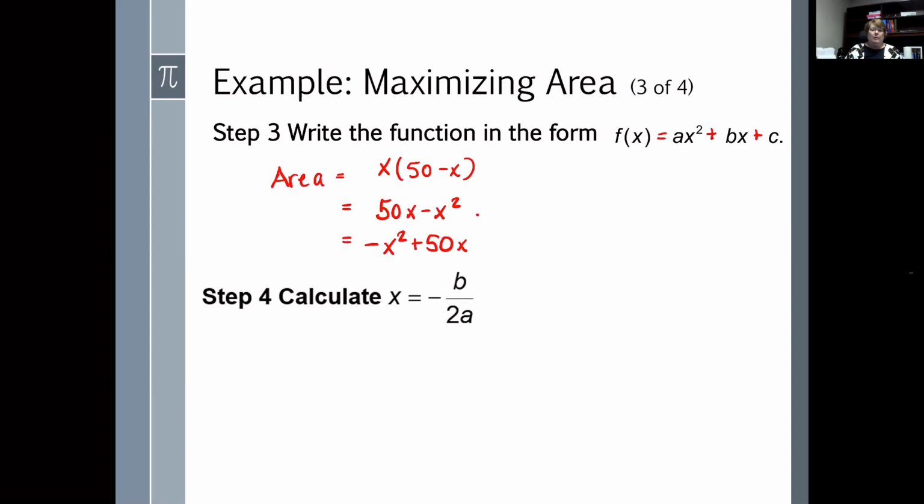It is a parabola. The coefficient on the x squared is -1. So it's a parabola that opens down, so it does have a maximum value. And that maximum value is going to occur at its vertex. So I need to find the vertex. All right, so we're going to first find minus b over 2a. So a is equal to -1. b is equal to 50. Let's make those substitutions.